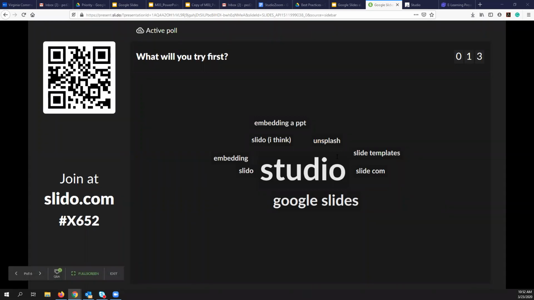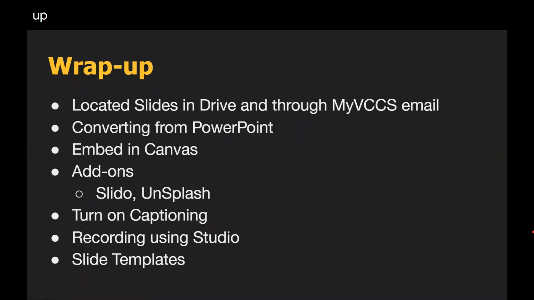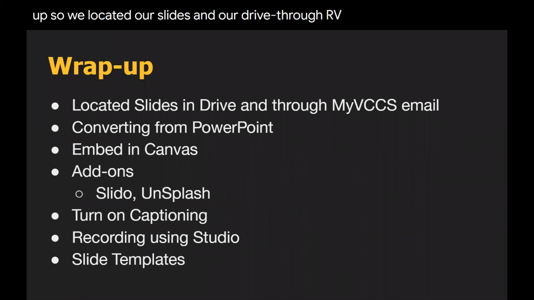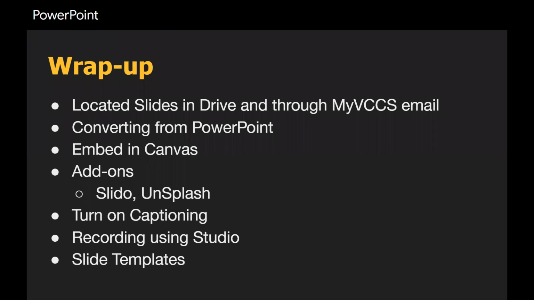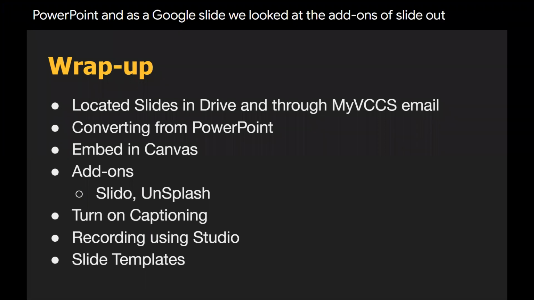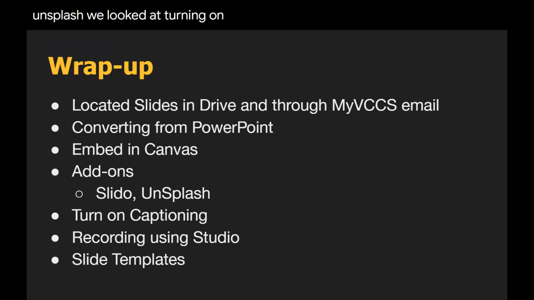All right, let's do a quick wrap up. So we located our slides in our drive through our VCCS email account. We converted a PowerPoint. We also kept a PowerPoint. We embedded in Canvas as a PowerPoint and as a Google slide. We looked at the add-ons of Slido and Unsplash. We looked at turning on captioning. We also looked at recording using Studio and slide templates.